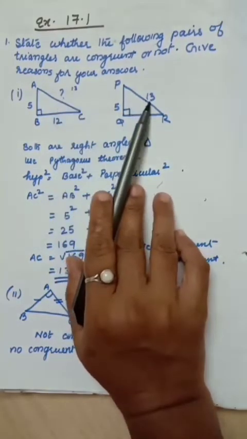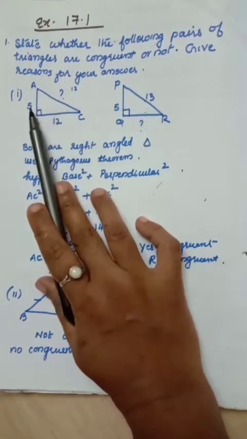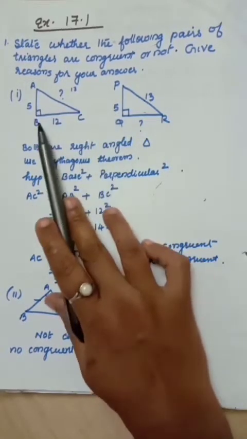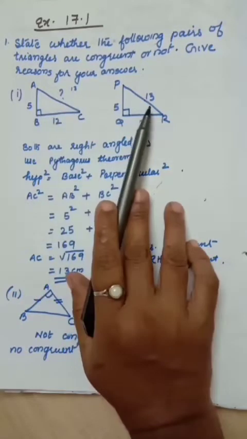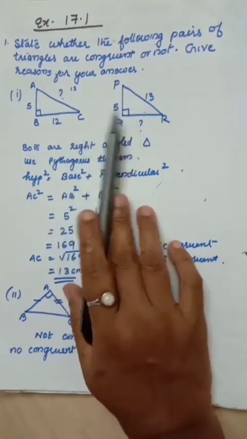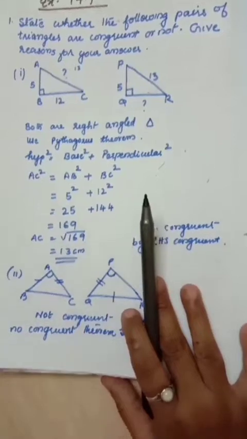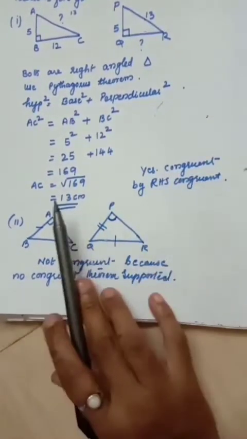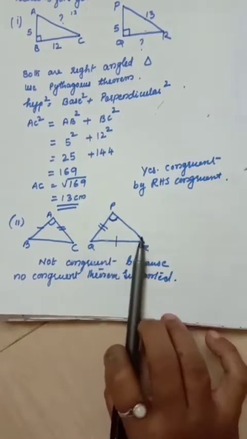So here also 13 centimeter, you got 13 centimeter here also. Here 5, here 5. That means in a right-angled triangle, the hypotenuse and one side are equal to the hypotenuse and one side of the other right-angled triangle. So these two triangles are congruent by the rule RHS. Clear? Next, second one, ABC and PQR triangle.